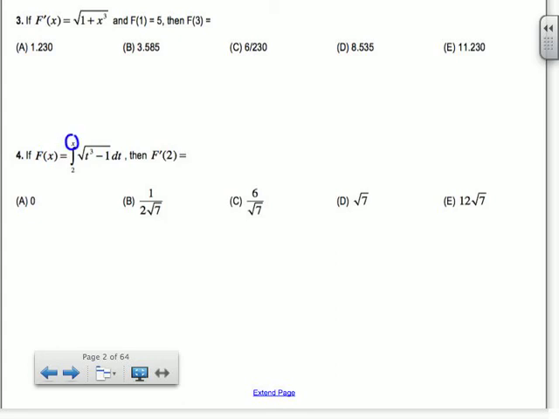Yeah, all you do is just plug in the x, right? So f prime of x is going to be the square root of x cubed minus 1. So that means f prime of 2, you just plug in 2. 2 cubed minus 1 is 7, right? 8 minus 1. So it's the square root of 7. So 4 should be the square root of 7.